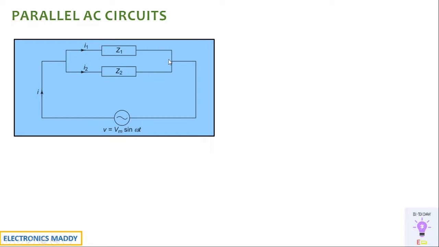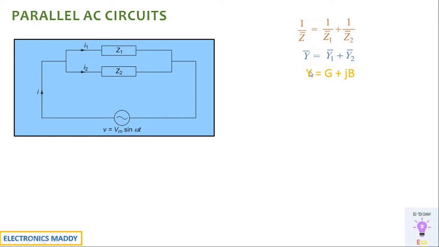So what conclusions are we going to draw with respect to parallel AC circuits? First, we will find the overall impedance of this circuit, given by 1 by Z bar is equal to 1 by Z1 bar plus 1 by Z2 bar. That is based on two resistors connected in parallel, like 1 by R is equal to 1 by R1 plus 1 by R2, or Z is equal to Z1 Z2 by Z1 plus Z2. So this can be represented in terms of Y bar is equal to Y1 bar plus Y2 bar, where Y bar is nothing but the reciprocal of impedance, 1 by Z bar.